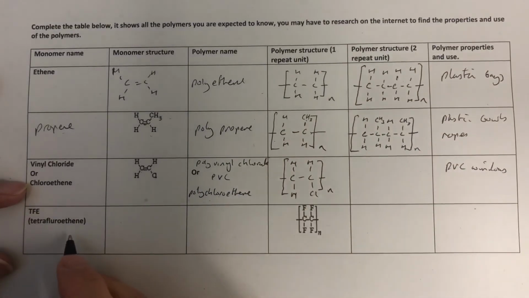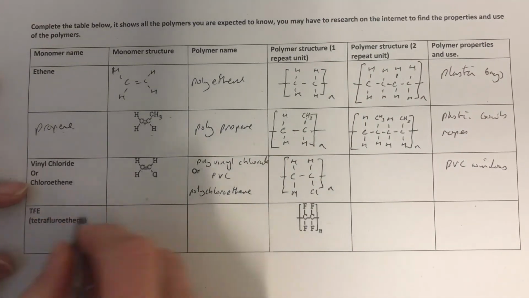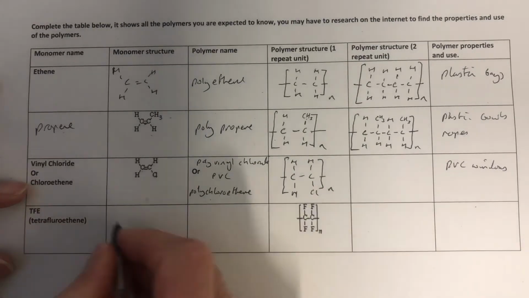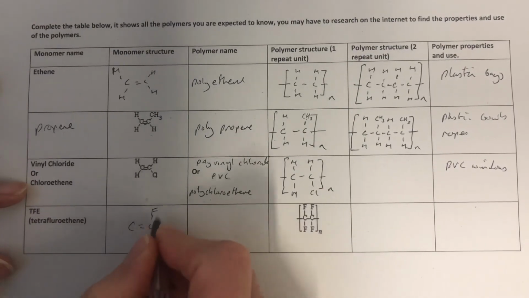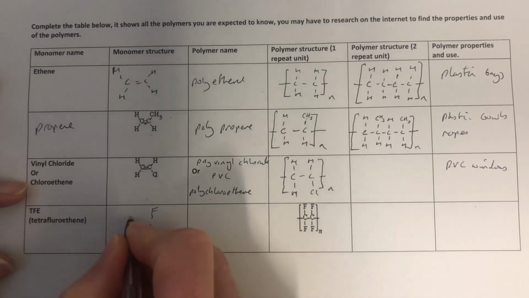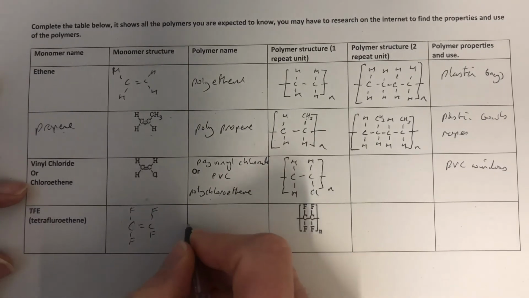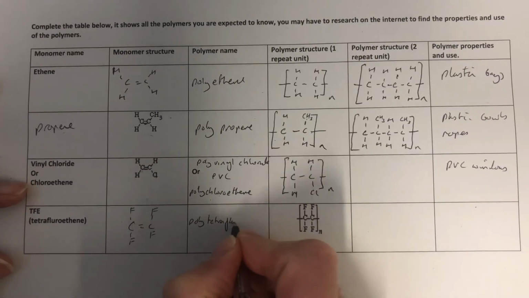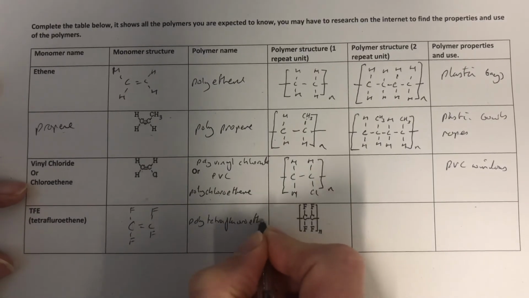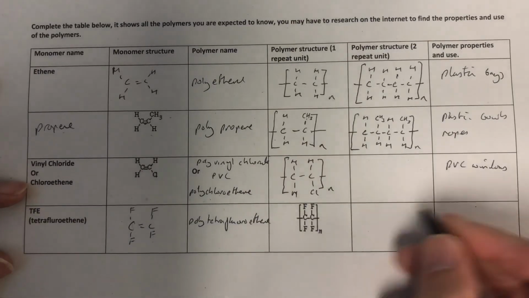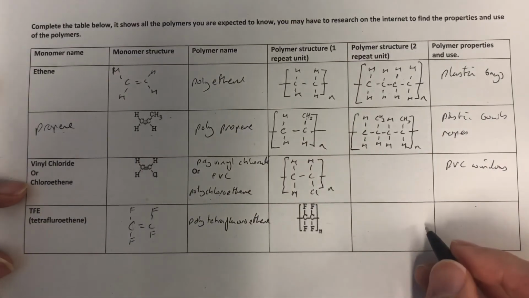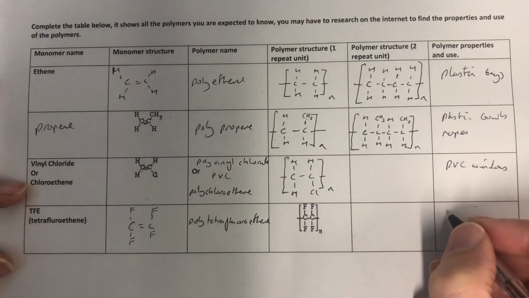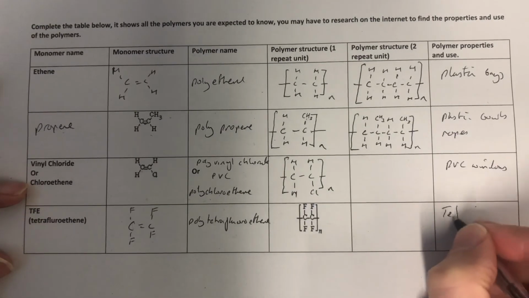Right, tetrafluoroethene. Tetrafluoroethene is carbon with 4 fluorines around it, so it needs a double bond. Fluorine around everything. So this is going to be polytetrafluoroethene. Bit of a mouthful. Again, you can do that one because I'm running a bit short on time. Uses for polytetrafluoroethene: it has a trade name. This one is called Teflon.